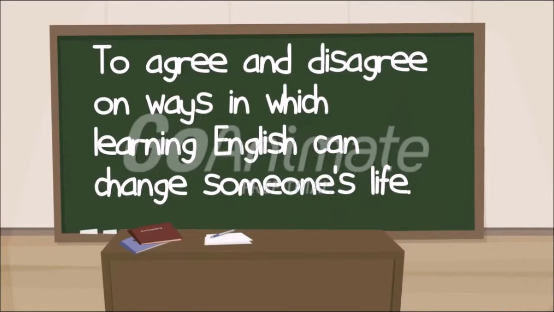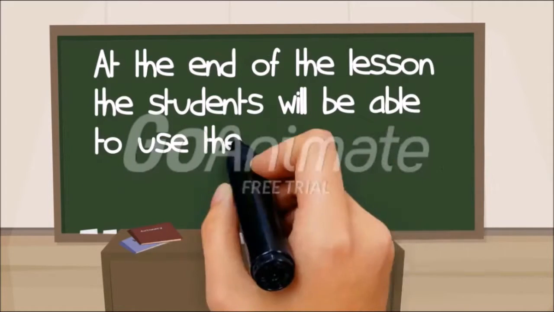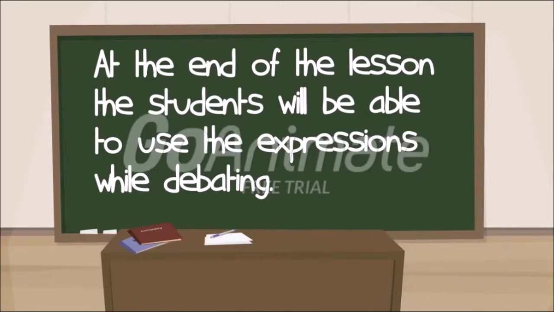The topic of the lesson was to agree and disagree on ways in which learning English can change someone's life. The main objective of the lesson was that at the end of the lesson, the students will be able to use agreement and disagreement expressions while debating with mainly polite expressions.